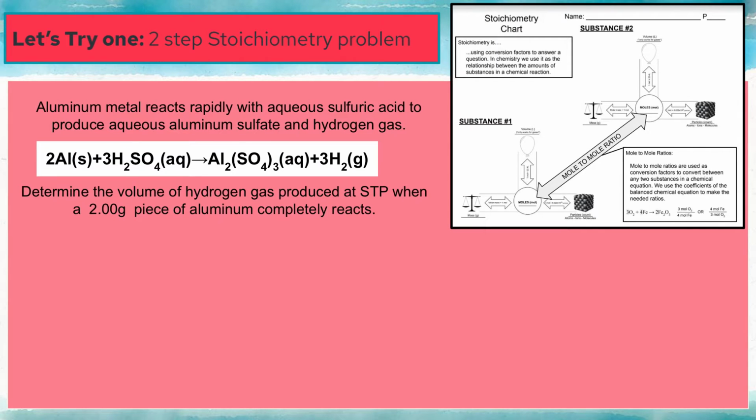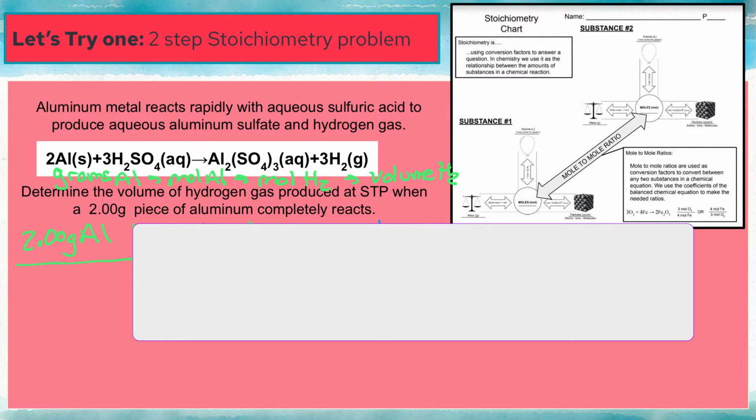Okay, so let's try a 2-step stoichiometry problem. Aluminum metal reacts rapidly with aqueous sulfuric acid to produce aqueous aluminum sulfate and hydrogen gas. Determine the volume of hydrogen gas produced at STP, so standard temperature and pressure, when a 2-gram piece of aluminum completely reacts. So I have to write what I started with, a 2-gram sample of aluminum.